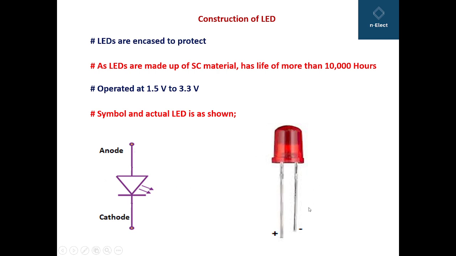Here you can see the actual LED, how it looks, and this is the dome type lens because of which the reabsorption problem of light is avoided. The second thing is that the shorter leg of the LED is always treated as negative and the longer one is positive.